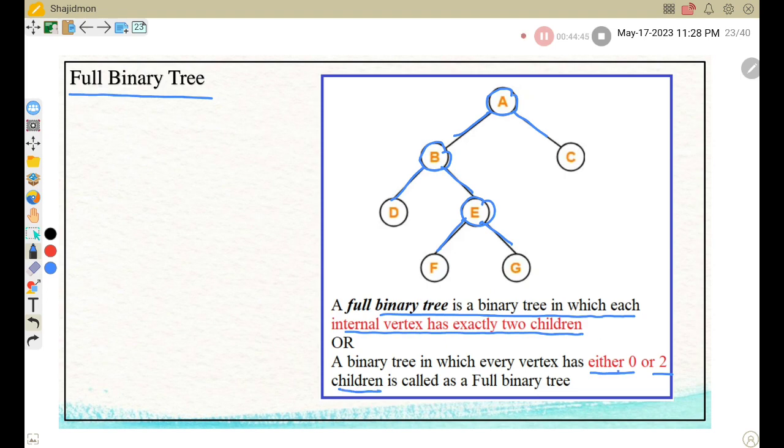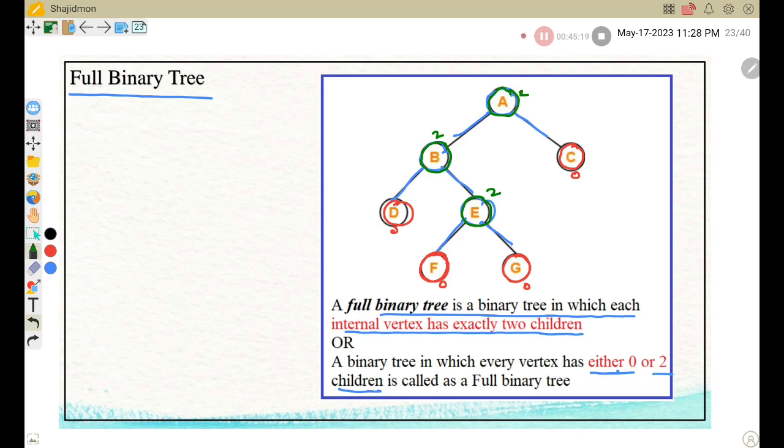Where 0 is possible is actually at the end vertices, the terminal vertices. See terminal vertex F, there is no child, 0, correct? This also 0 child, this also 0 child, this also 0 child, correct? So terminal vertex has 0 child, nothing, because it is a terminal vertex. All other vertices are the internal vertices. What are the internal vertices here? B is internal, E is internal, A is internal, correct? All these internal vertices, how many children will be there? 2. It should be 2 children. So that one we are calling full binary tree.